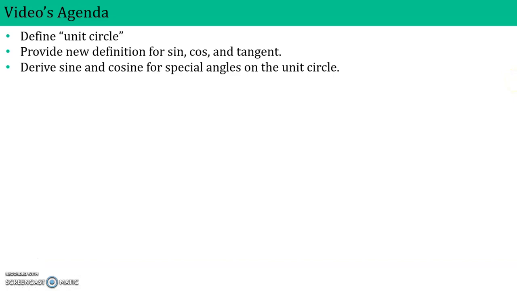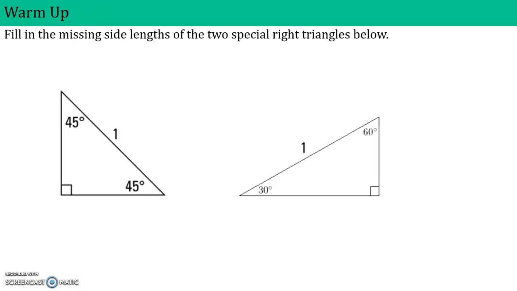All right, everyone. Today's lesson is one of the most important lessons in all of pre-calculus. I'm going to introduce the unit circle, which is something that we're going to talk about for the rest of the course. I'm going to give you new definitions for sine, cosine, and tangent, and then we're going to derive sine and cosine for special angles on the unit circle. It's okay if these bullet points don't make sense yet. They will by the end of today's lesson.